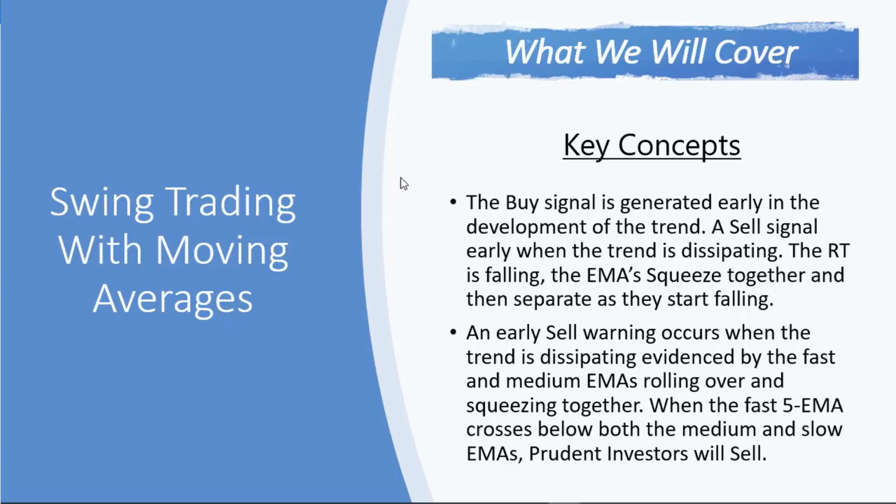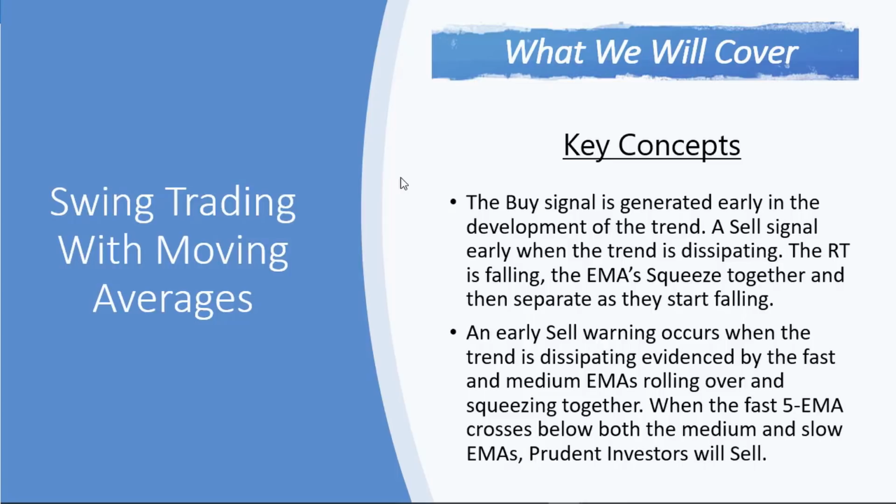When the RT is falling, the EMAs squeeze together and then separate as they start falling. So that's an indication of a weakening trend. We're trying to get in at the very early stages and stay in as long as that trend continues. Once the trend starts to break down, and we're using moving averages to tell us when the trend is breaking down, we will look to exit the position.